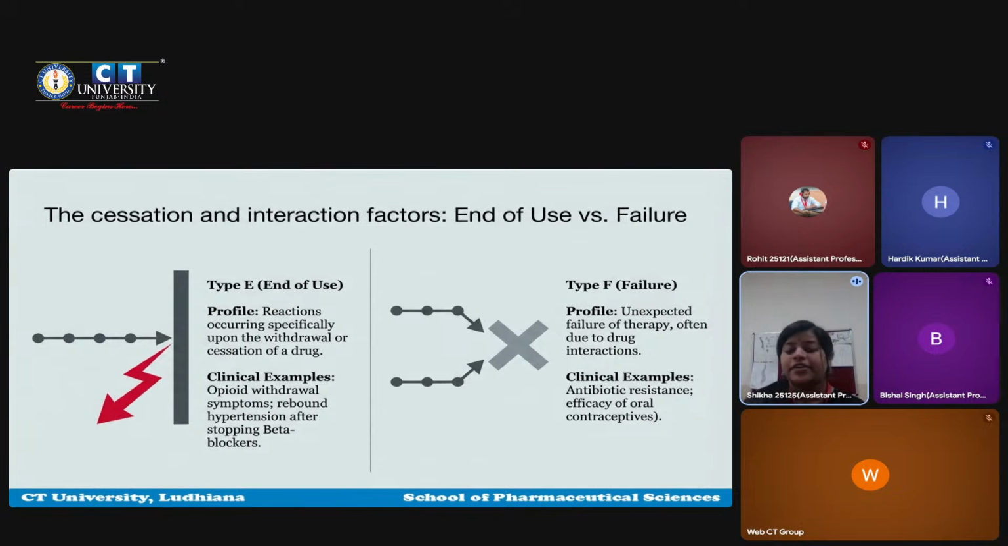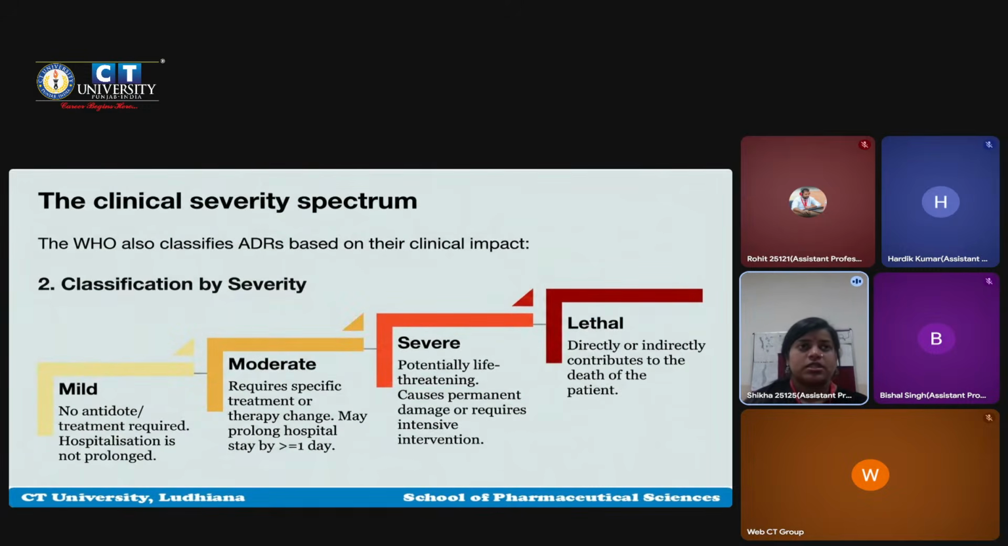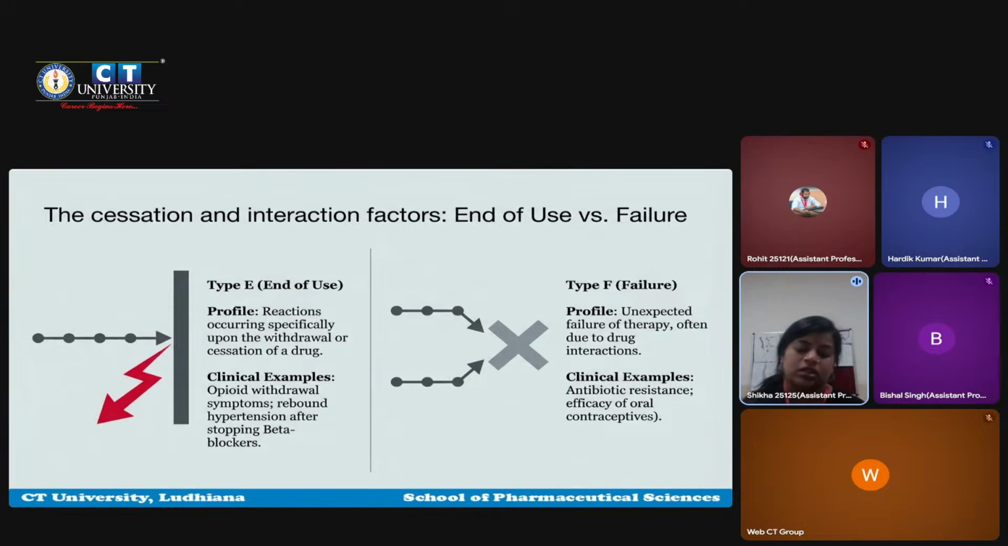And next is efficacy of oral contraceptives. If you are using oral contraceptives, that can also lead to failure of treatment. So this was all about the classification based on the taxonomy.